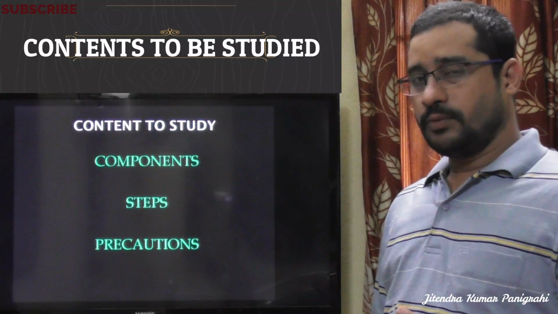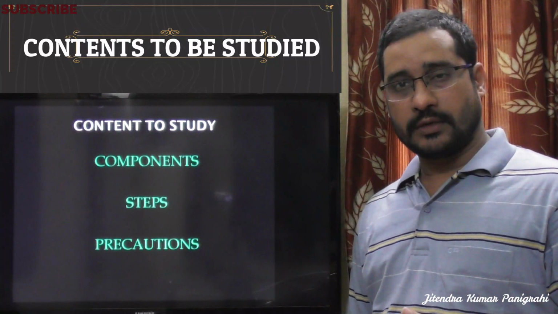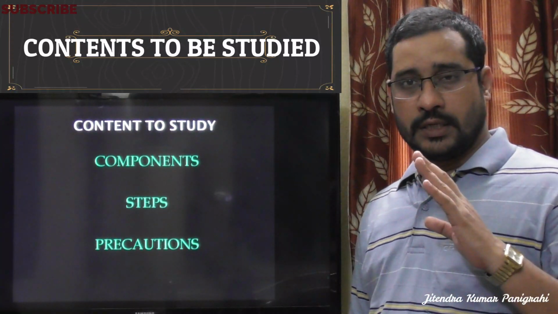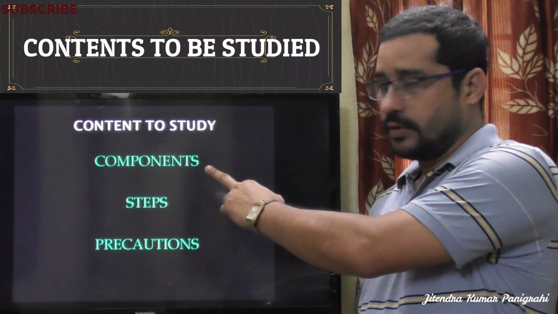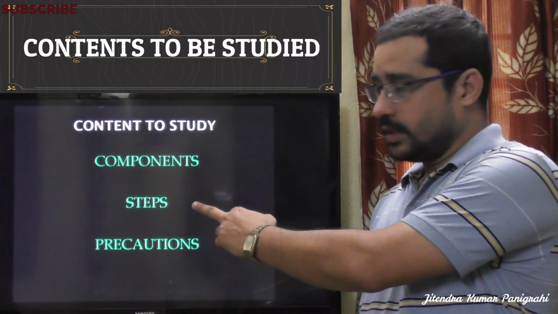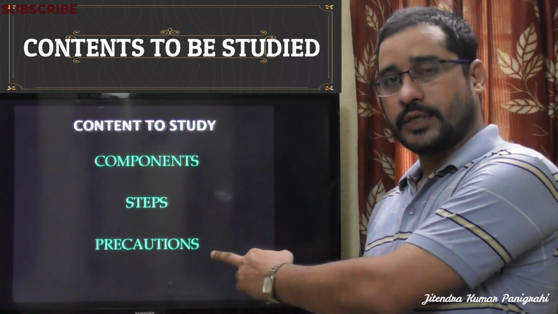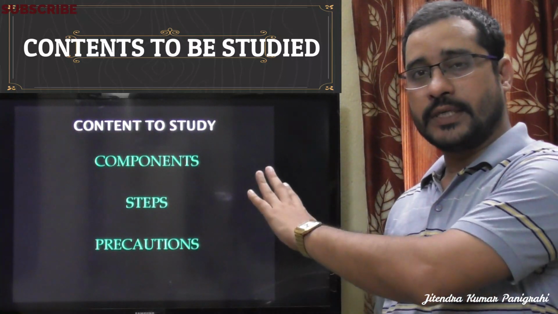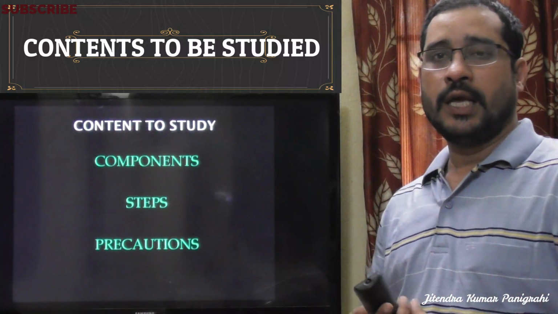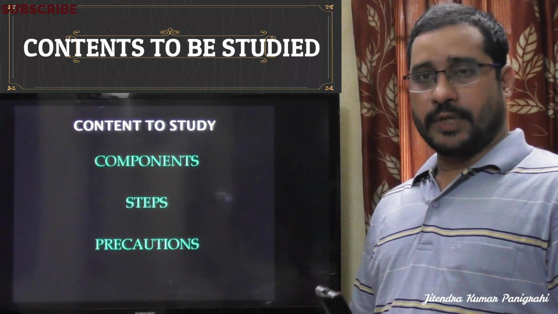Next, coming to the content that should be studied under this method. There are three contents. Number one, components. Second, steps. And third, the precautions. These are the three major contents to be studied under this expenditure method.